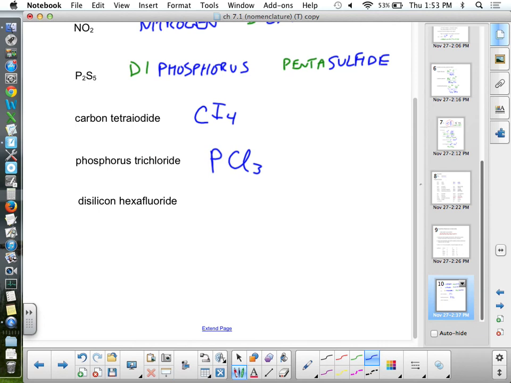Disilicon hexafluoride, a little bit more complicated. Silicon is the first element. The prefix di tells us there are 2 per molecule. Fluoride obviously comes from fluorine. And the prefix hexa tells us that there are 6 fluorines per molecule. Si2F6 is the formula. Okay, well that basically is how you name binary ionic compounds containing polyatomic anions, and binary molecular compounds.